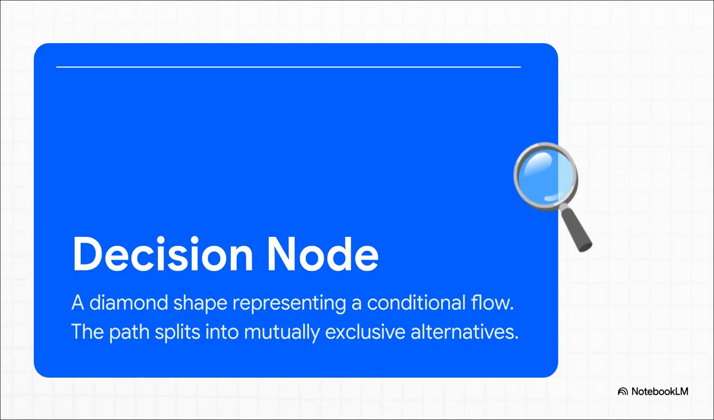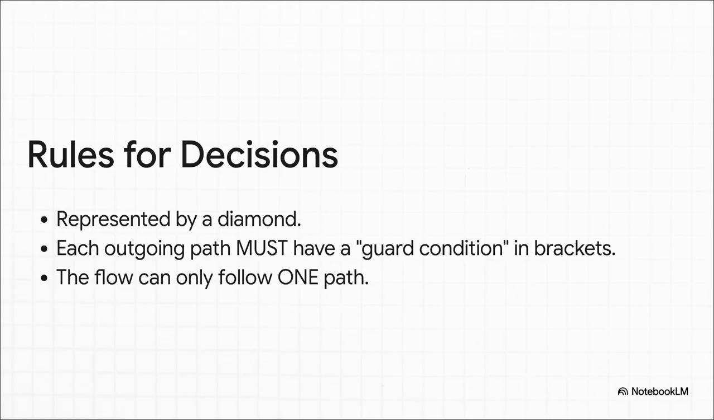When the process hits this diamond, it has to ask a question, and based on the answer, it goes down one path or another. It's basically an if-then-else statement, but for your workflow. And here's how it works. You use the diamond shape. Every arrow leading away from that diamond has to have a condition written on it, in brackets. We call that a guard condition. So for a flight example, one arrow might say economy class, and the other would say business class.